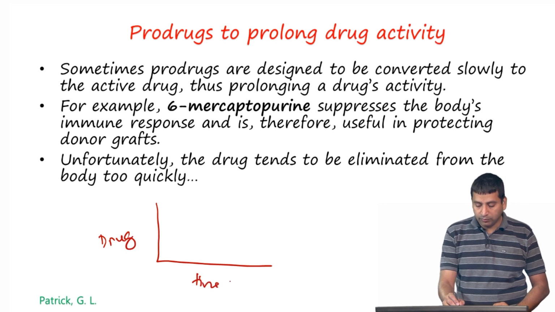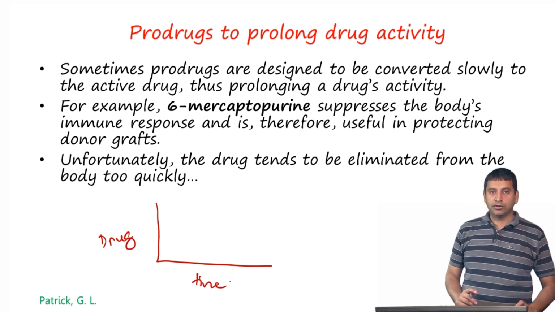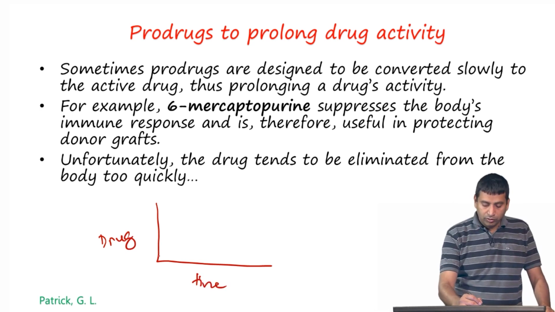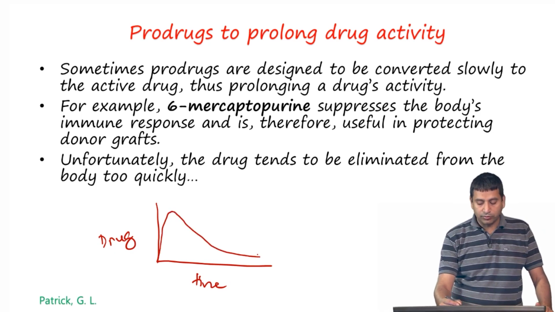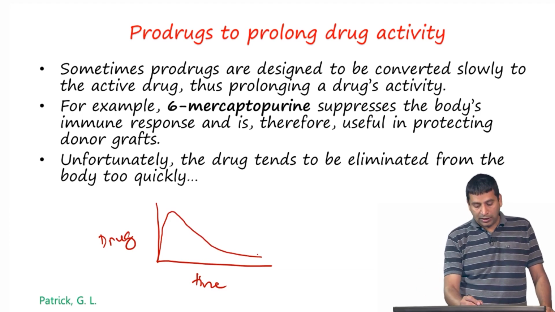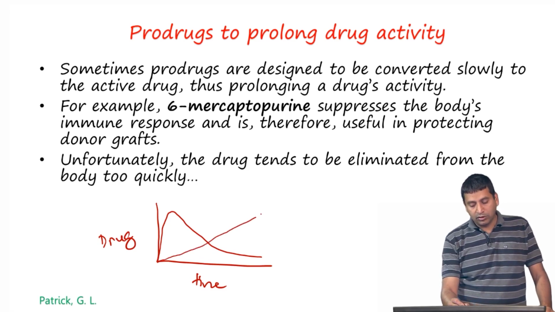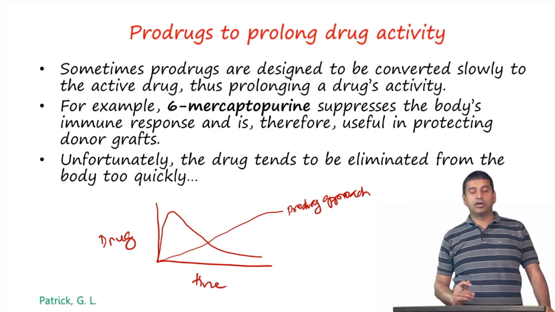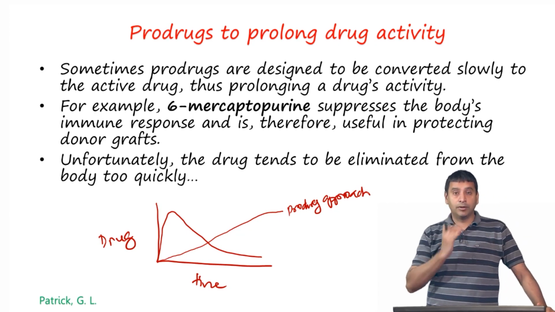So, let us say we plot the concentration of a drug versus time. Without a prodrug, what happens is that you will have a spike in the drug concentration and then it goes down, right. But imagine if you want to generate this drug for a long time, then you could mask it as a prodrug so that it generates the active drug over a longer period of time, right. So, this is one of the important approaches that are used in prodrugs.